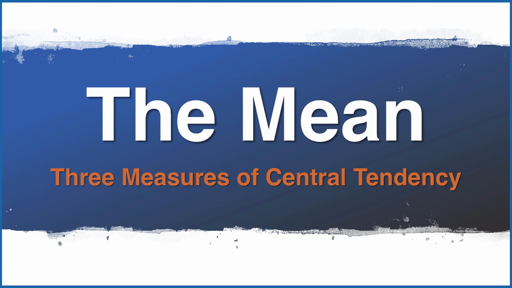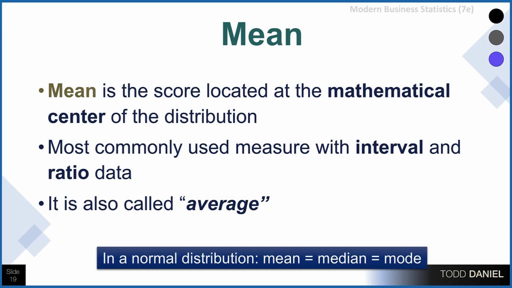The third measure of central tendency that we will explore is called the mean. Now, the mean is the mathematical center of the distribution. It's most commonly used with scale level data. Remember, interval and ratio level data. And it's the score that is most likely to be called an average. It is true that a mode and a median could also be called an average. But when you use the word average, most people are going to assume that you're talking about a mean.